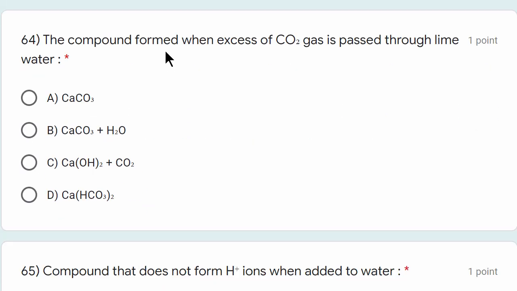All right, the compound that is formed when excess of carbon dioxide. Now, excess of carbon dioxide is the important thing. When you pass more carbon dioxide through lime water, calcium bicarbonate or calcium hydrogen carbonate is the one which is formed. Okay, so the correct answer is this one.